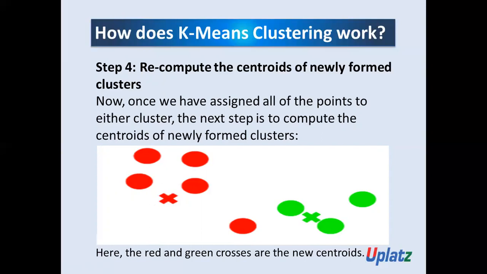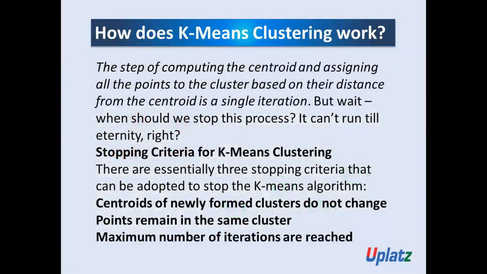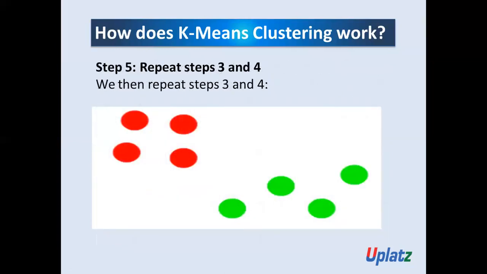You need to assign the points which are closest to this centroid and the points which are closest to that centroid. Okay, so repeat again. What is the first criterion to stop k-means clustering? The first one is that the centroid of a newly formed cluster does not change. If you're getting the same image again, it is one of the criteria to stop the k-means clustering.